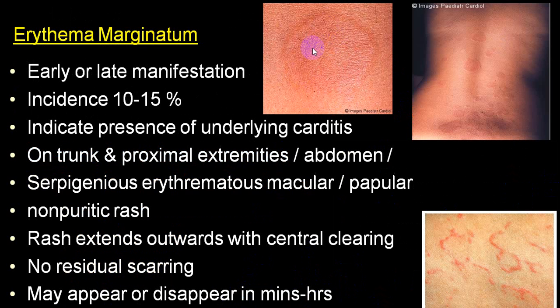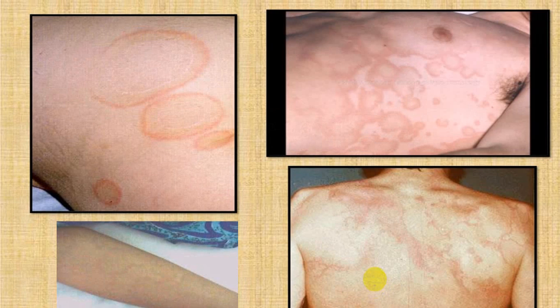So this is a typical, you can see the center part is pale and this peripheral part irregular shape, and those are reddish. You can see this reddish margin. That's why it is called erythema, and margin is red, and it will disappear very soon, may appear and disappear in minutes and hours. So does not remain for a longer period. Very, very typical. Central part is pale, peripheral irregular shapes, and that is reddish in color.